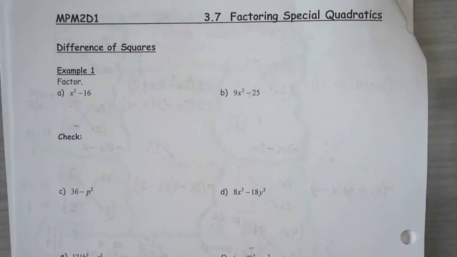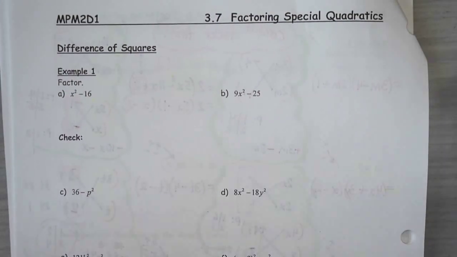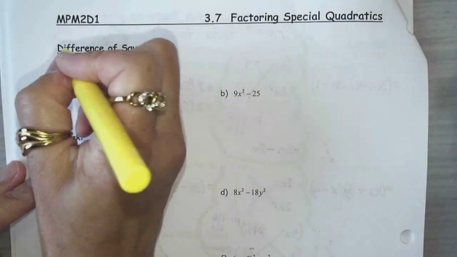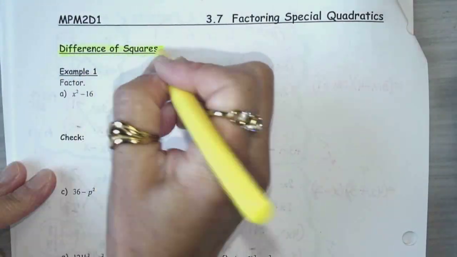This section is factoring special quadratics. The first one we're going to look at is called difference of squares. You're going to really need to know this one. It comes up all the time.